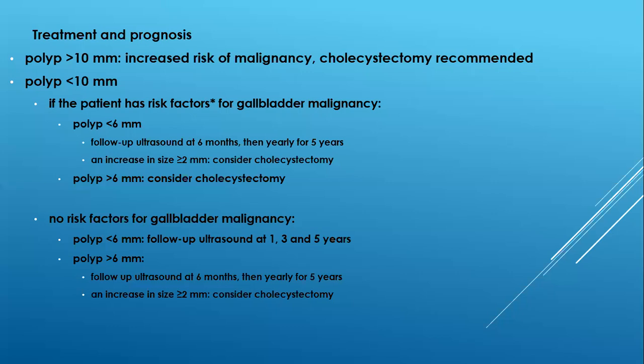This is the risky group. If there is no risk factor for gallbladder malignancy: polyp below 6 millimeters, follow-up ultrasound at 1, 3, and 5 years. Polyp more than 6 millimeters, follow-up ultrasound at 6 months, then yearly for 5 years. If there is an increase of more than 2 millimeters, consider cholecystectomy.